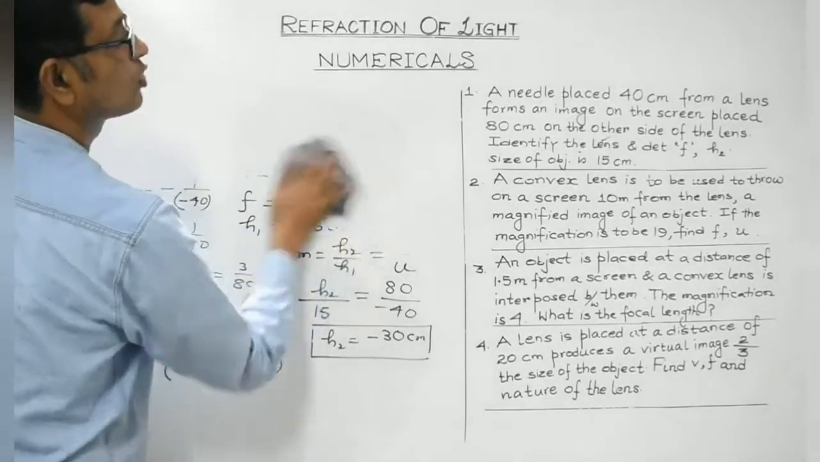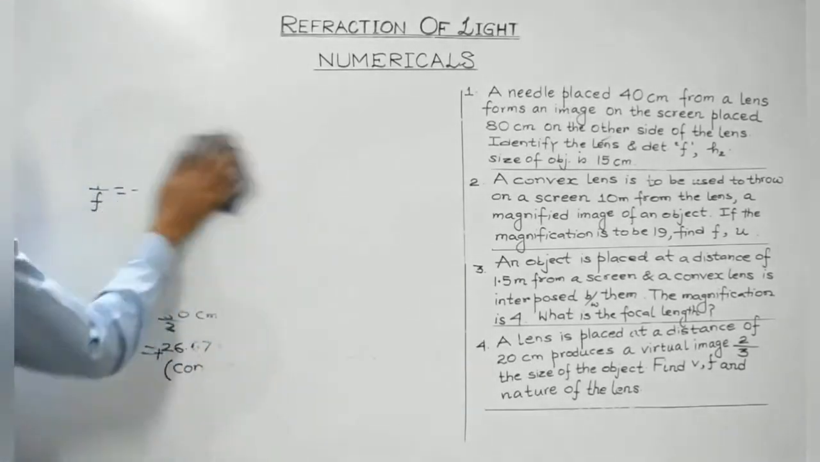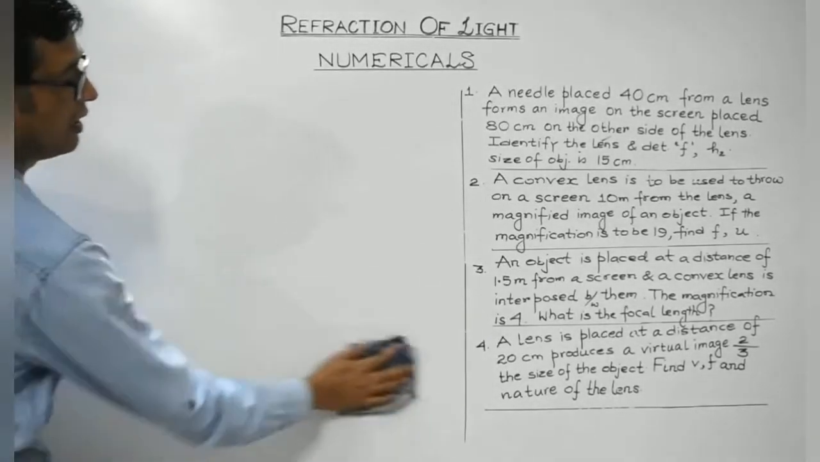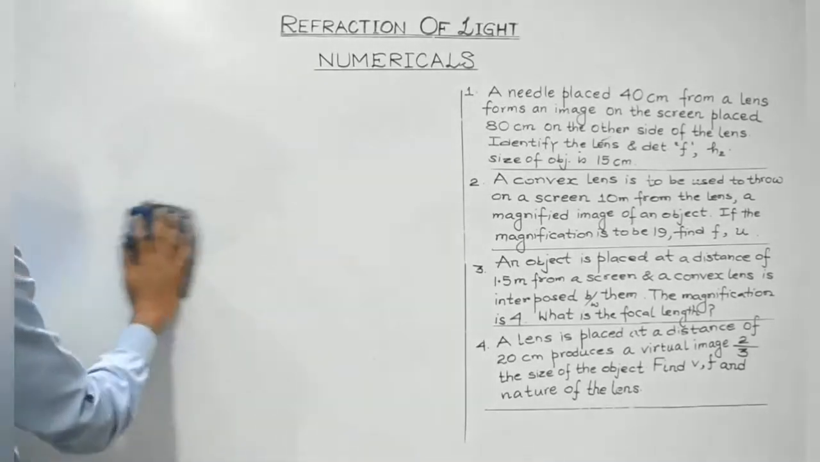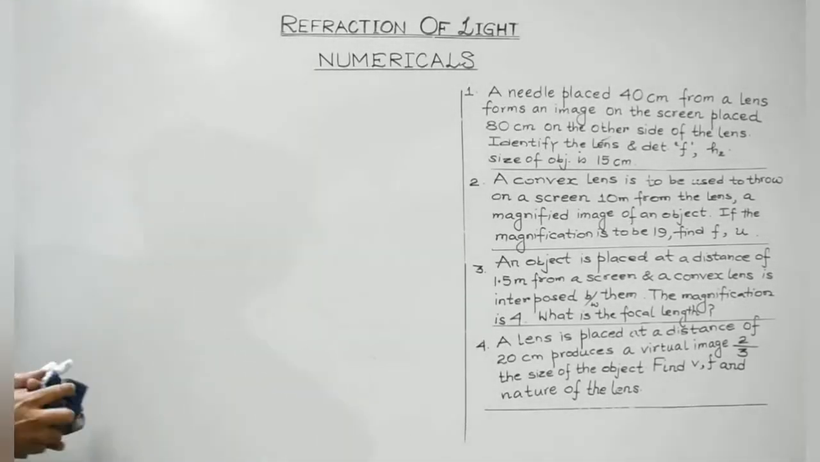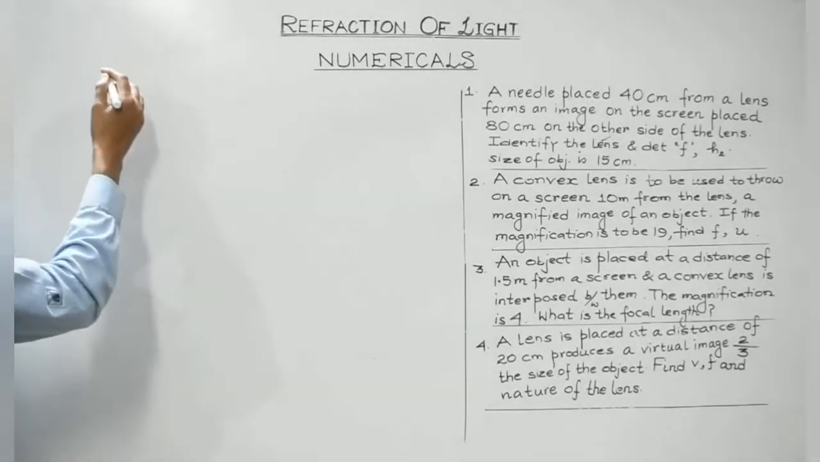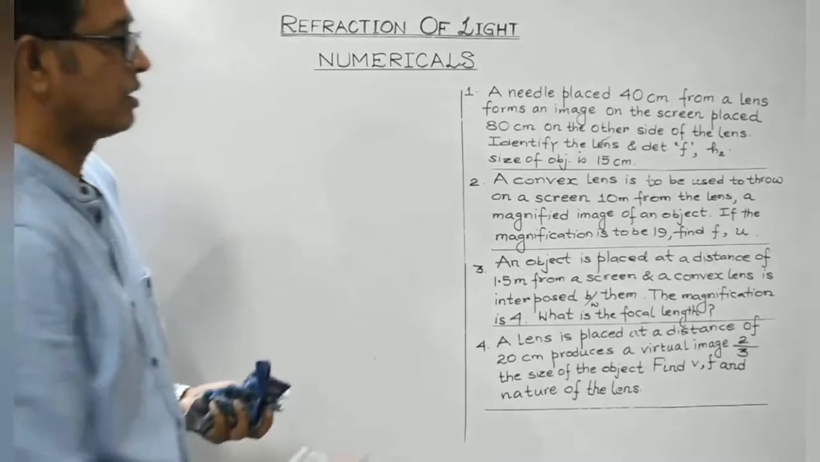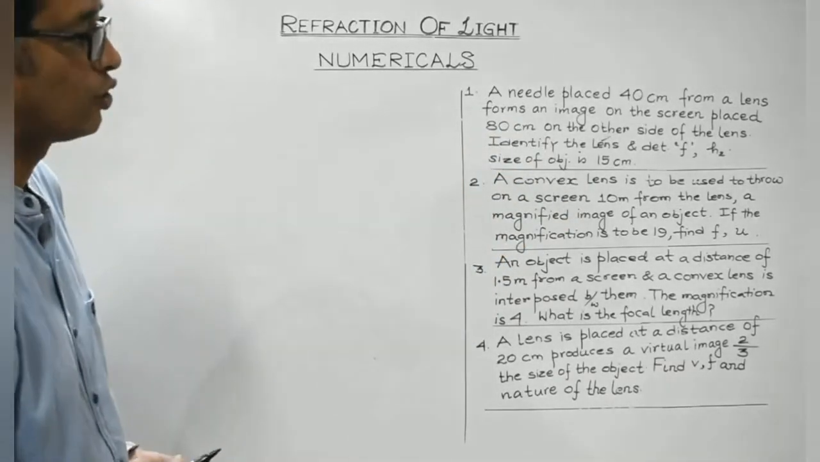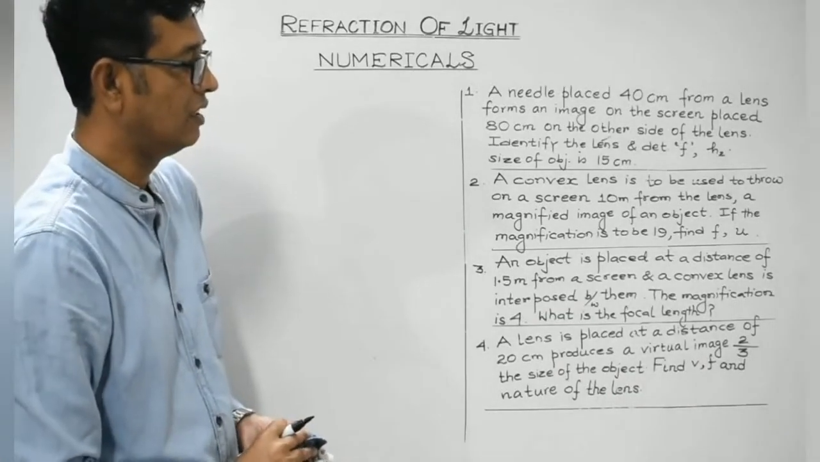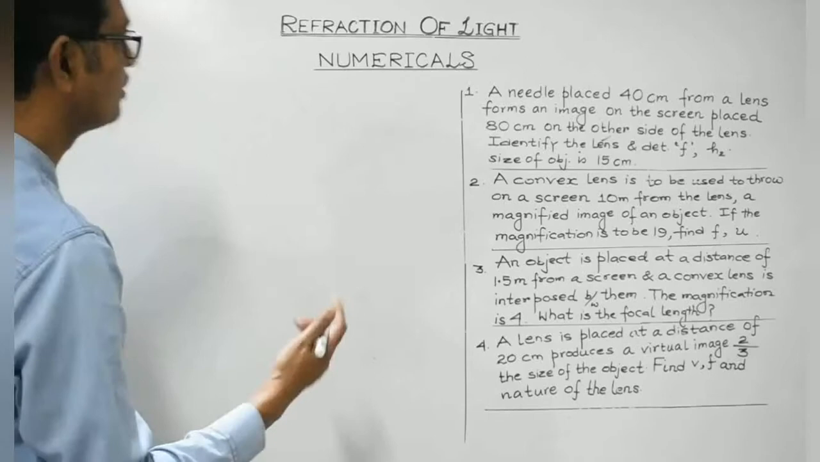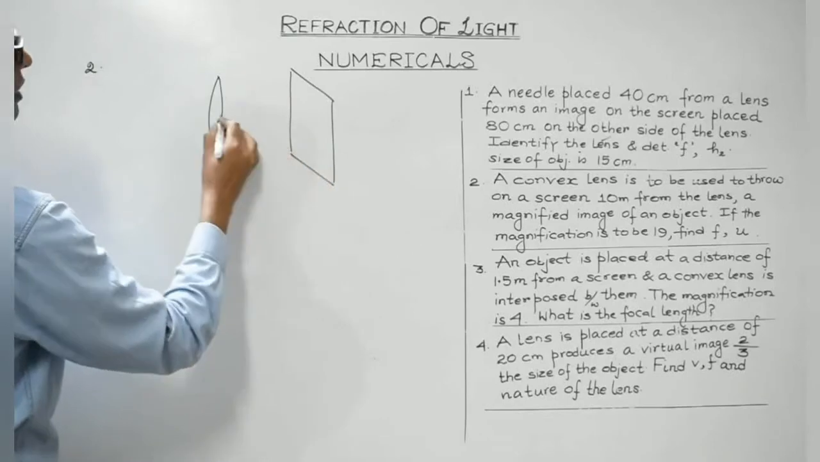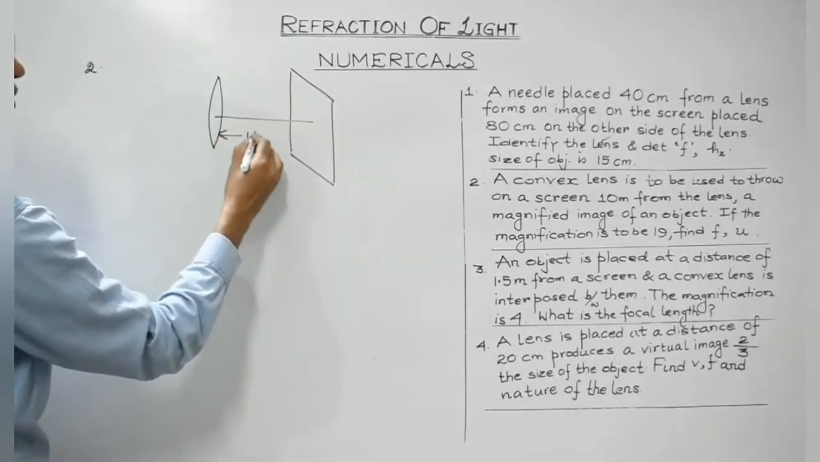Second question. Students, concentrate on that particular question. A convex lens is to be used to throw on a screen 10 meters from the lens a magnified image of an object. If the magnification is to be 19, find the object distance and the focal length. It's given it's a convex lens, used to throw an image on a screen at a distance of 10 meters. So it's a convex lens and this is the screen, at a distance of 10 meters.